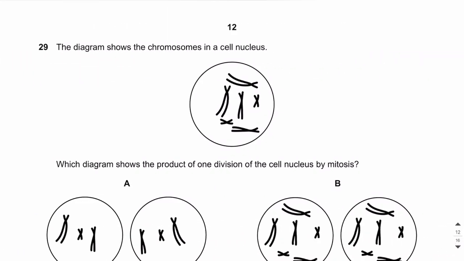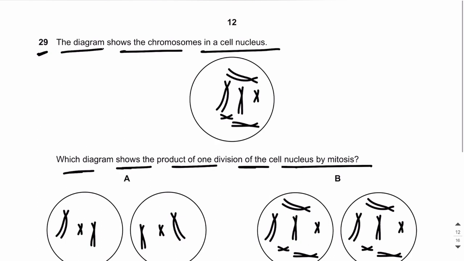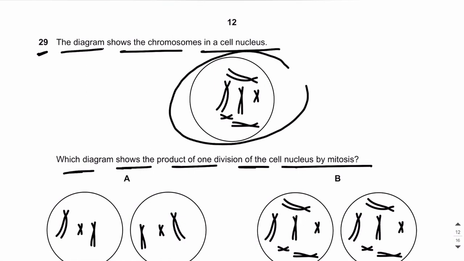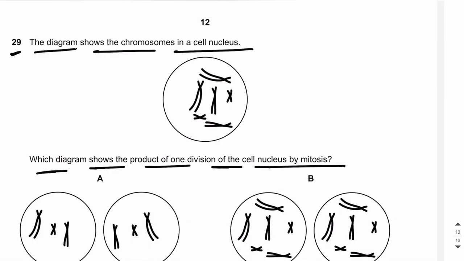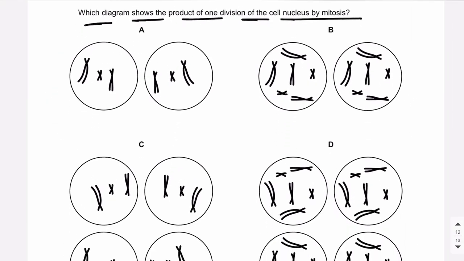Let's move on to MCQ number 29. The diagram shows the chromosomes in a cell nucleus. Which diagram shows the product of one division of cell nucleus by mitosis? So guys, you all know that mitosis is a nuclear division in which this nucleus will divide to form how many nuclei? 2 nuclei. Always remember this point, that mitosis results in the formation of 2 nuclei.